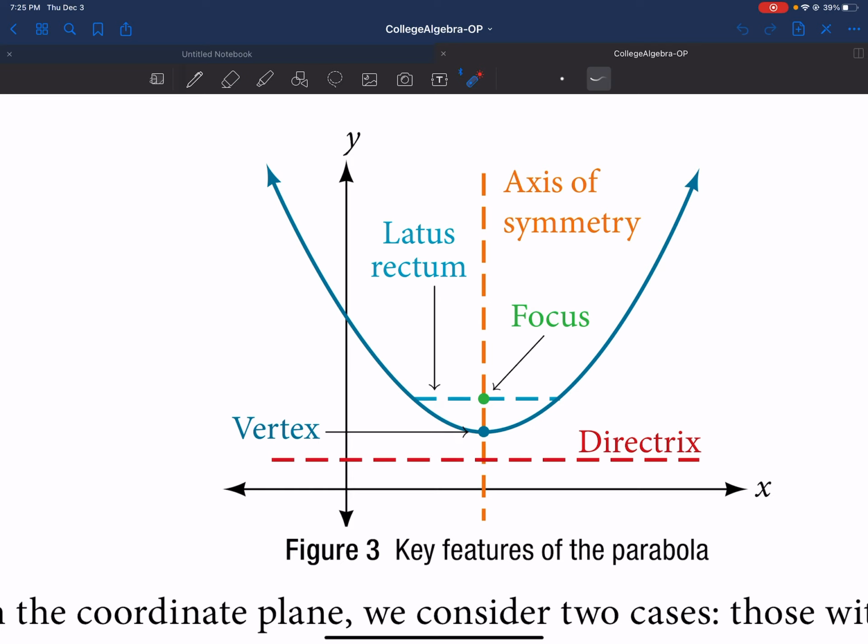So if I go from the focus to the line, that's P and that's P. So if I go over here, remember that whatever this distance is, this distance has to be the same, right? And so if this is 2P, then this has to be 2P right here. And this has to be 2P right there. And so the length of the latus rectum itself is 4P long. So just keep that in mind, okay?